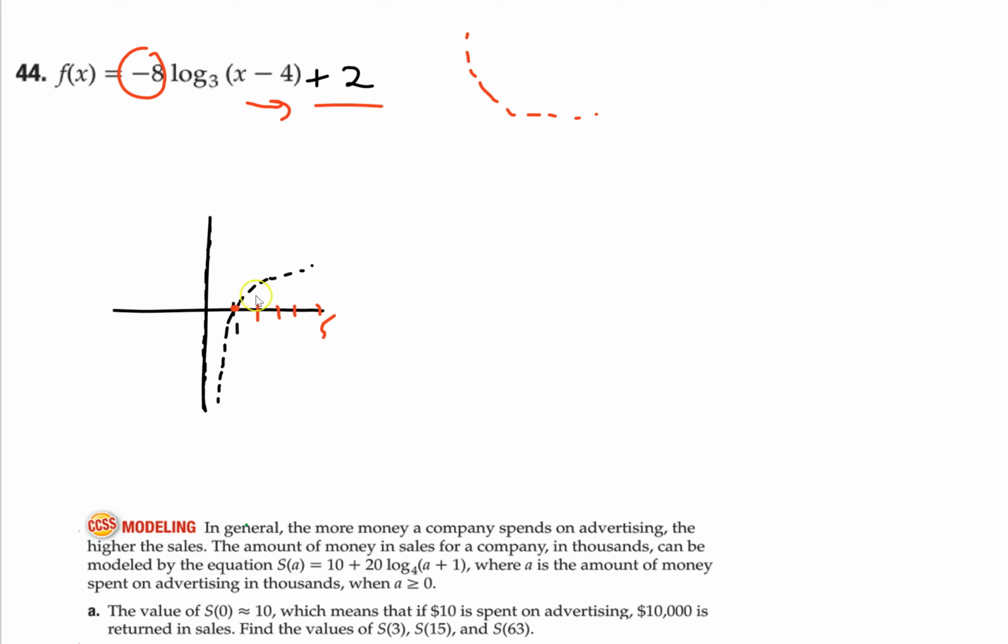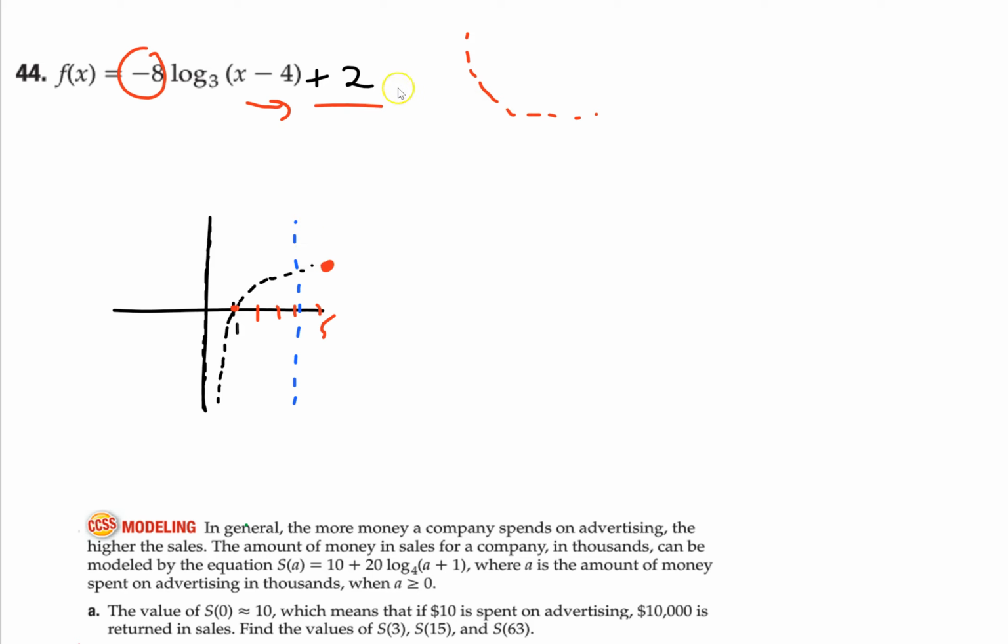Then we're going to move up 2. So that point right there, that was (1, 0) when we start off usually, is going to move right 4 and up 2. It's going to be like right there, at (5, 2). Let's not forget our asymptote, right? Our asymptote was at 0, but now I moved it to the right 4. So 1, 2, 3, 4. That's our new asymptote. Other than that, that's our graph.